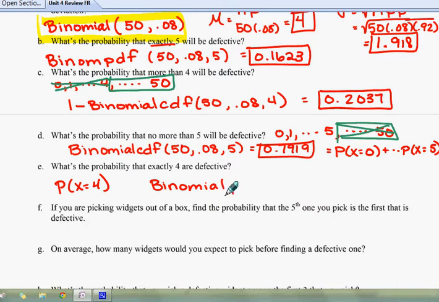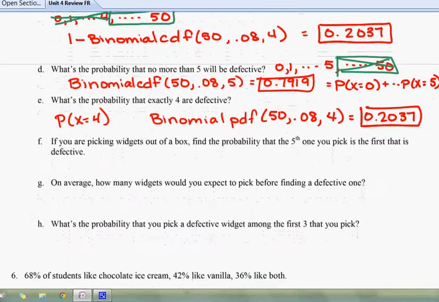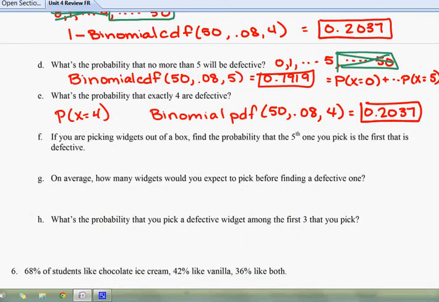that's a binomial PDF, because it's one particular value, out of 50, chance of success of 0.08 of having exactly 4. And that one gives me 0.2037. Part F changes directions yet again.